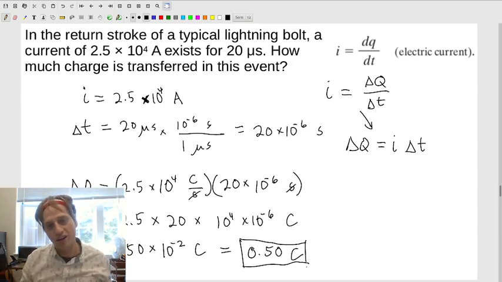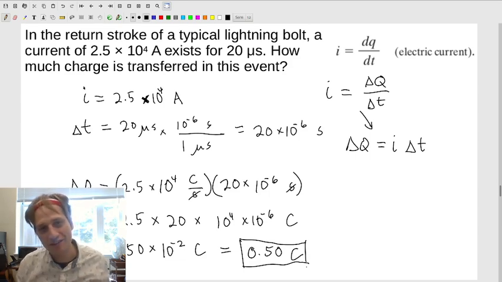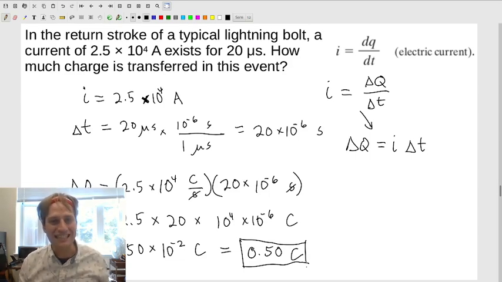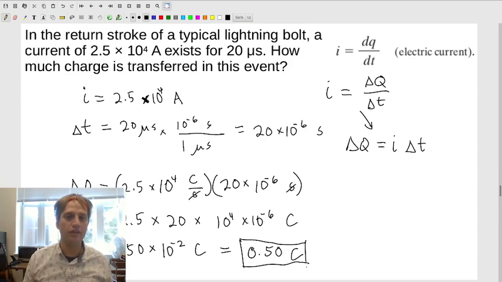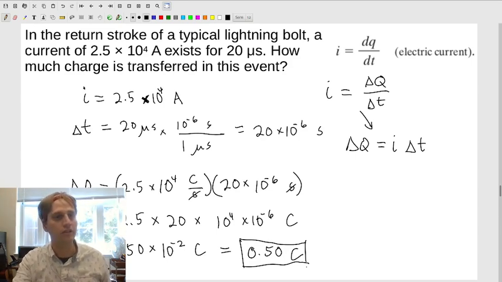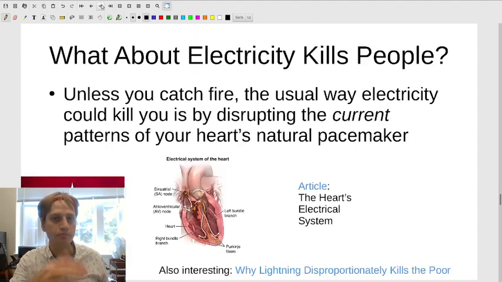Remember, one electron has about 1.6 times 10 to the minus 19th coulombs. So approximately 10 to the 19 electrons are in 1 coulomb. So a coulomb is kind of a silly unit. More often you're going to think about microcoulombs or something like that in terms of practical applications.